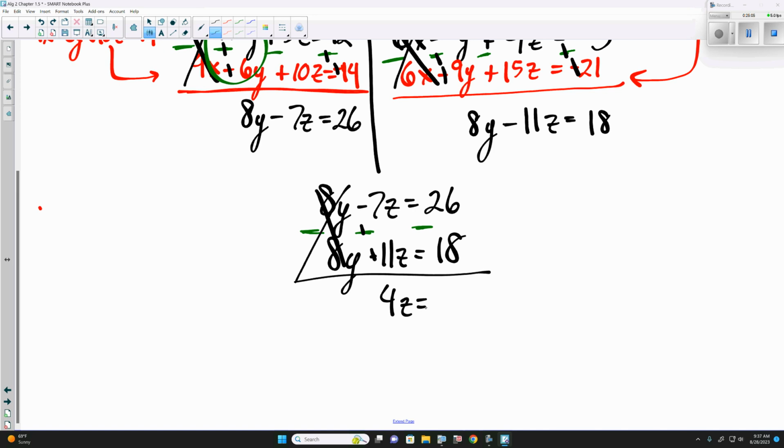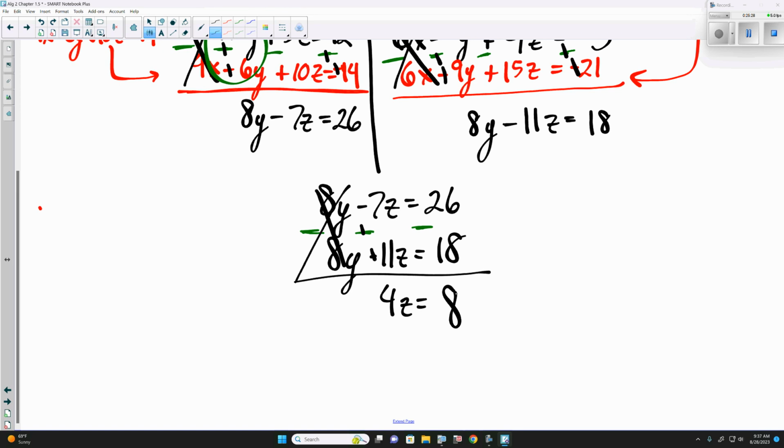Because our negative makes a plus, it's plus -7. Yes, 11 plus -7 gives us 4. And lastly, 26 minus 18 would indeed be 8.